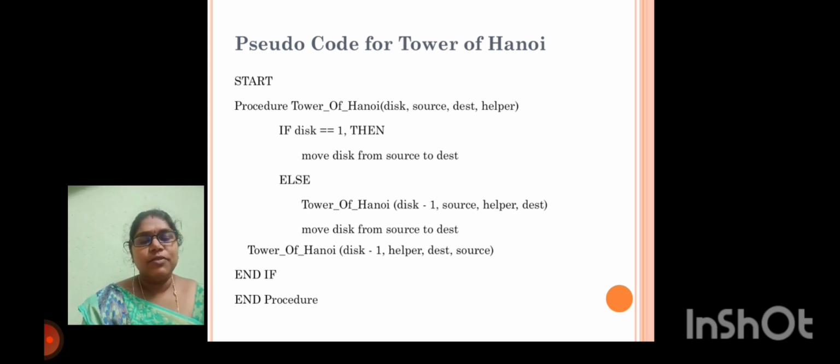We need to move the n-1 disks from source to helper first. For that purpose, we are calling the function with the arguments disk-1, source, helper and destination. Next, we are moving the final disk from source to destination. Then we need to move the n-1 disks from helper to destination. That is the last step. So after completing this function, all the disks are moved from source to destination. This is the concept used in the Towers of Hanoi problem.